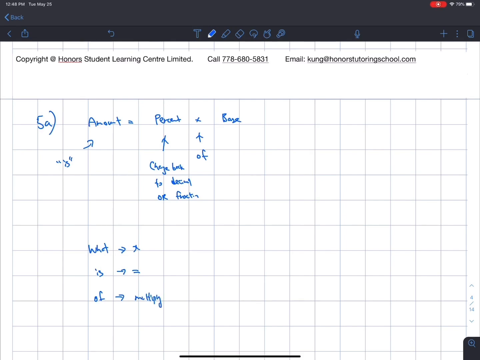Okay, so let's do 5a. What is 65% of 80? So "what" means x, "is" means equals, 65% is 0.65. "Of" means times 80. And feel free to use your calculator for these problems. So 0.65 times 80, and we get 52. That's 5a.